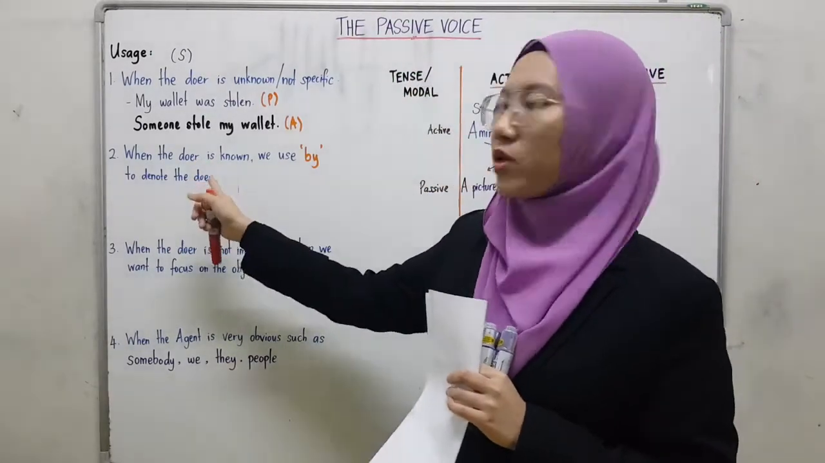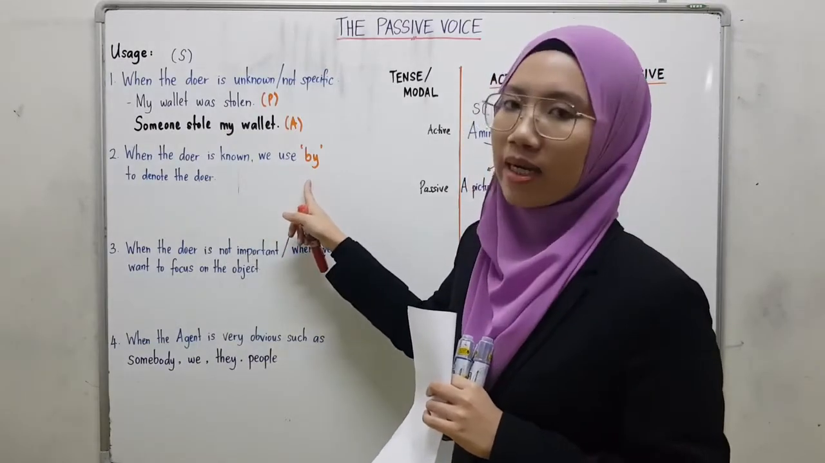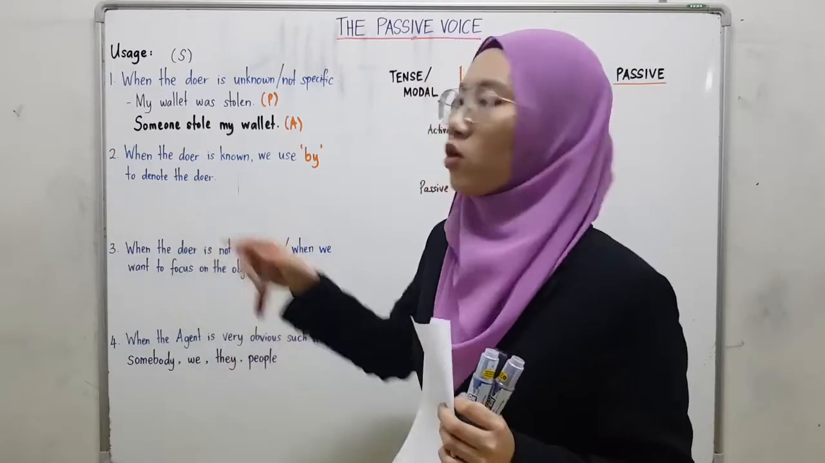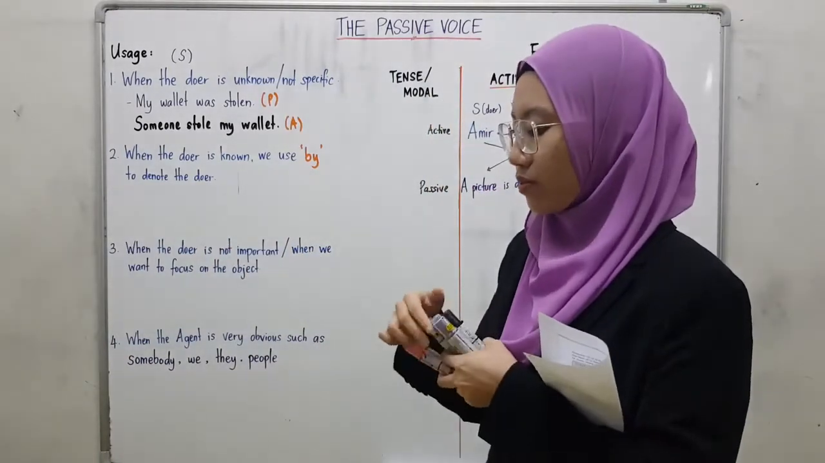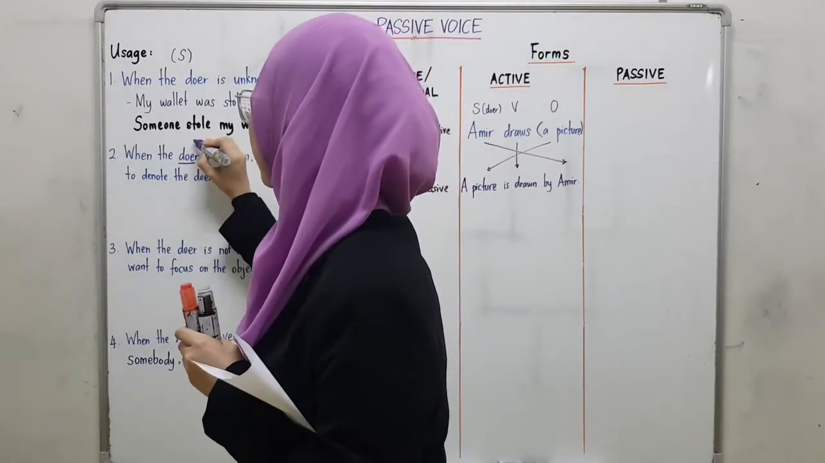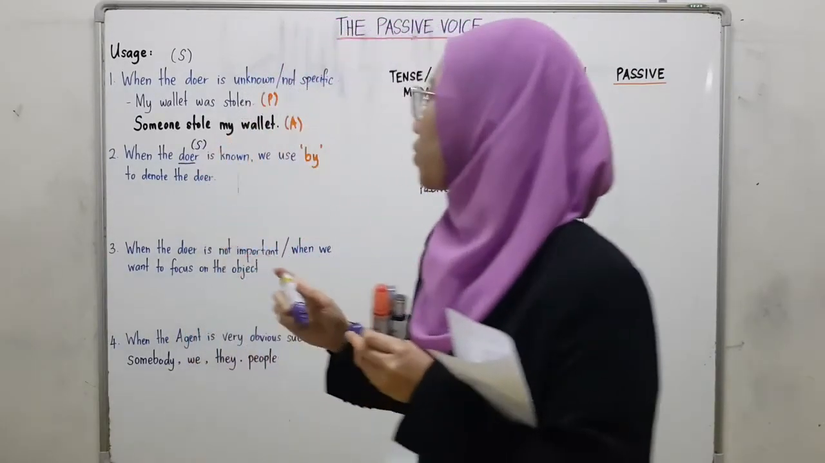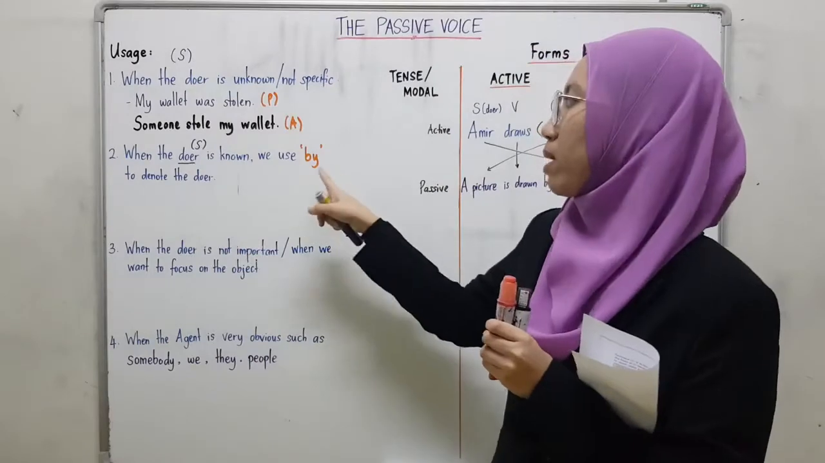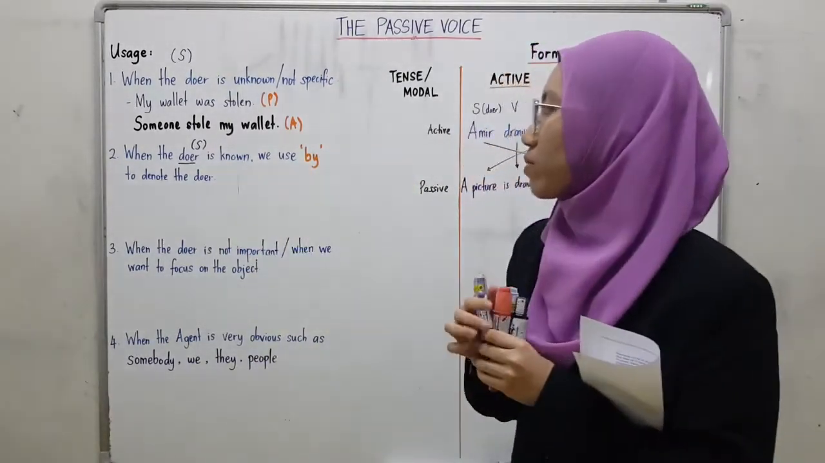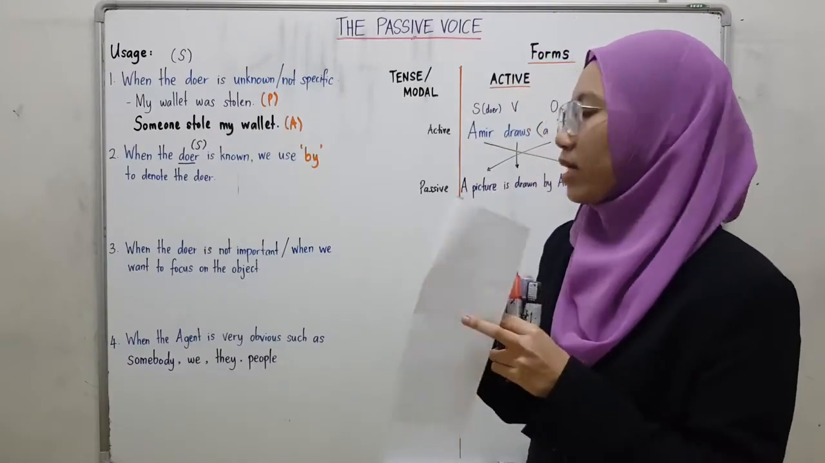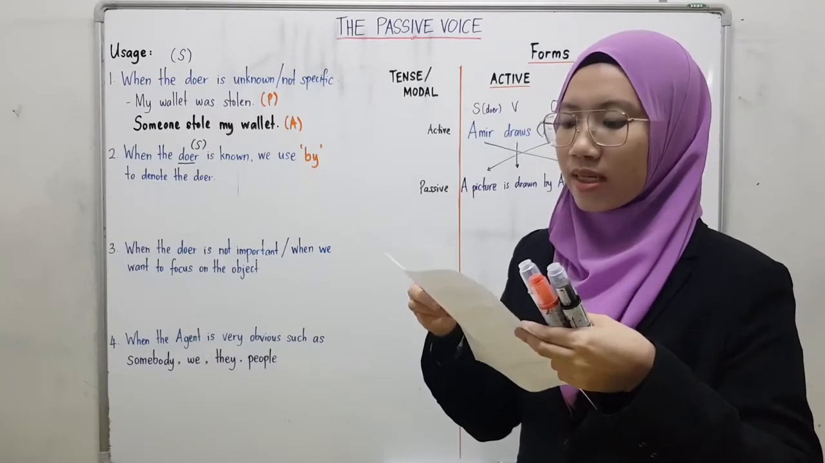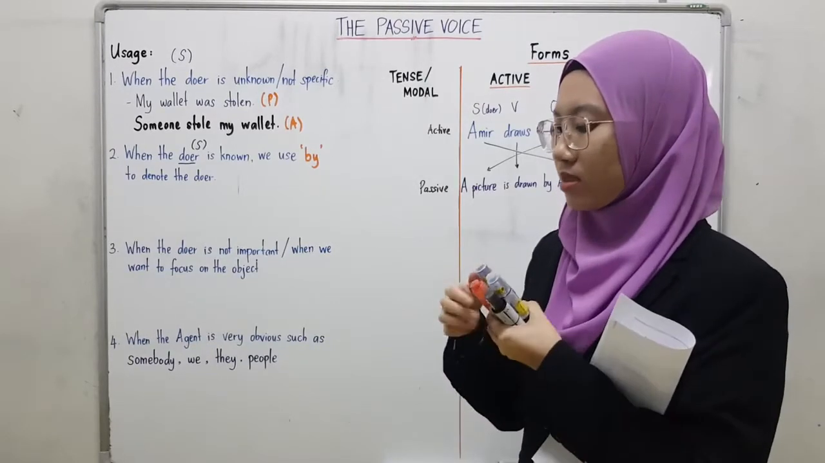Okay, second, we also use the passive voice when the doer is known. So when the doer is known, we use by. So by who? To denote the doer or the subject. Okay, so the doer ni subject dia. So when you know who is the doer, awak akan tambah by before the doer. Okay, so for example, saya nak bagi example, Muru was hit by the motorcyclist.